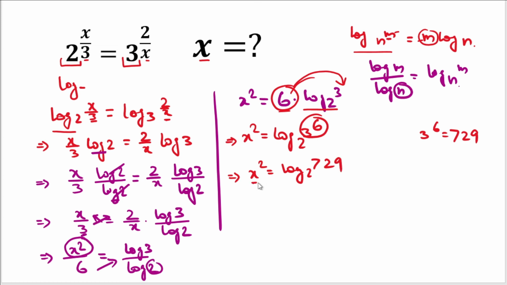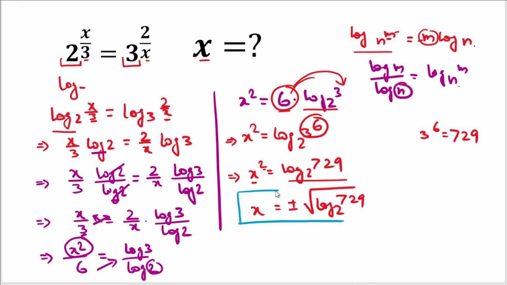Now from here we can take out the value of x, since we have a square here. For eliminating the square, the value of x will be plus minus the square root of the whole right hand side, that is log 729 with base 2. Now we have calculated the value of x. This is one type of answer. Now if we calculate the value, it is approximately plus minus 3.0838. This is the value of x. So here we have calculated two forms of the answer, one in terms of log, and one in terms of a number value.